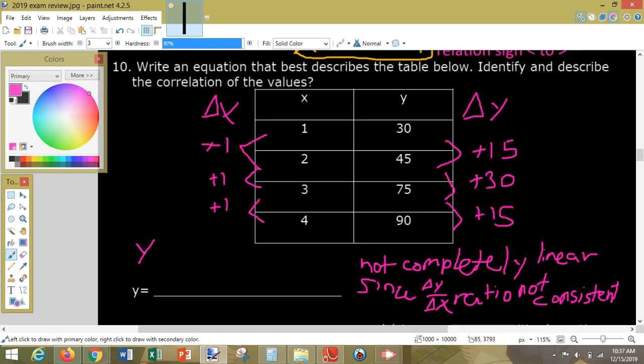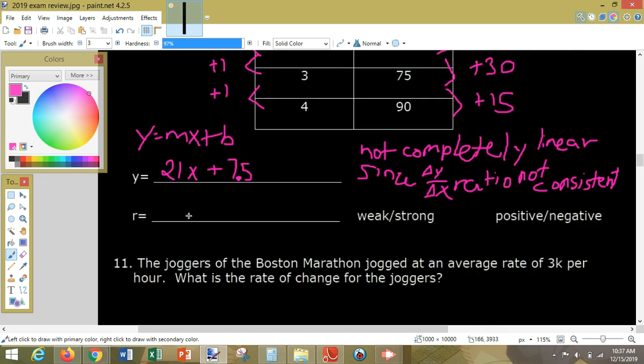So we know that y equals mx plus b. So we have y equals m, which was 21, X is just x, and then plus b, plus 7.5. And our r was 0.9899. If you round that, it will go to 1. That's strong. This is a positive number, so we'll circle positive.